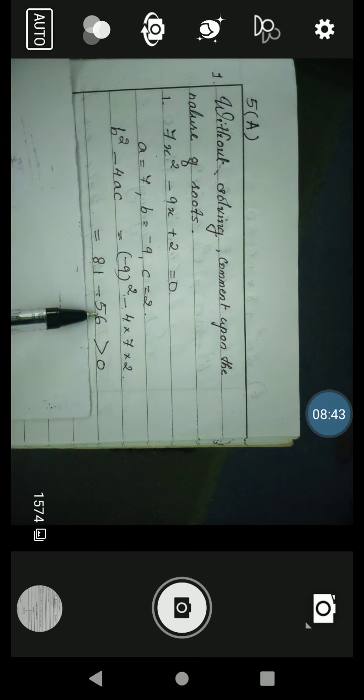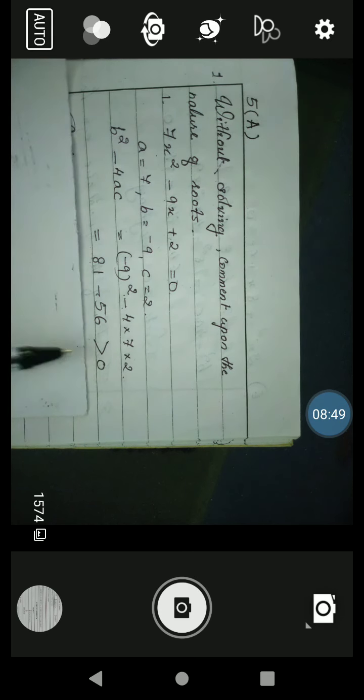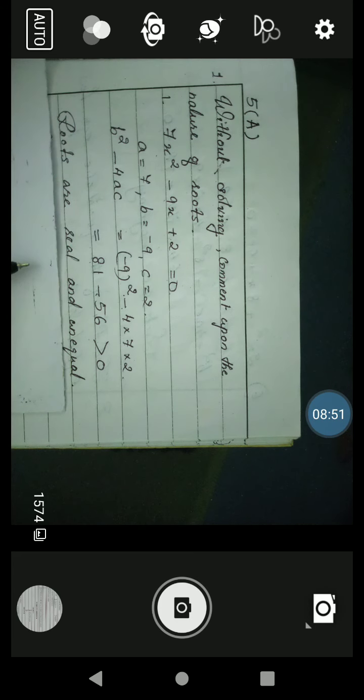And we get 81 minus 56. It is very clear that 81 minus 56 is greater than 0. So, we can conclude roots are real and unequal. And you can do one more question, these questions 2 and 3 as homework. Exercise 5a 2 and 3 homework.